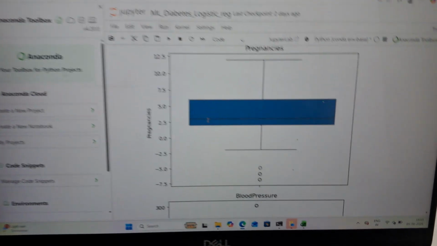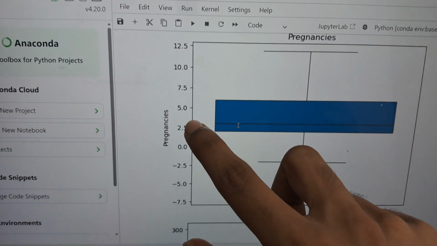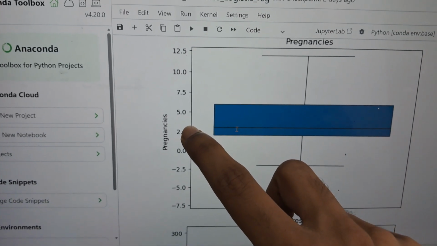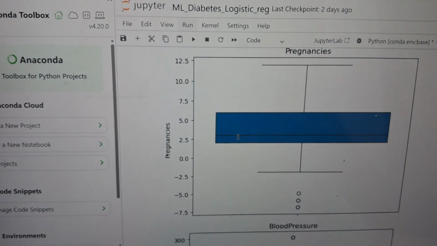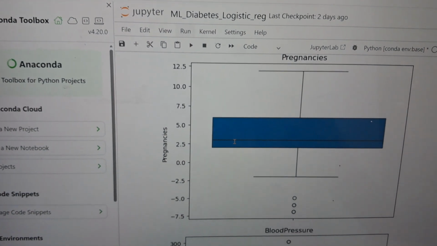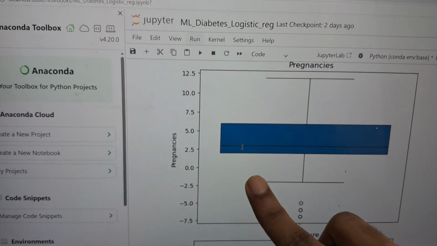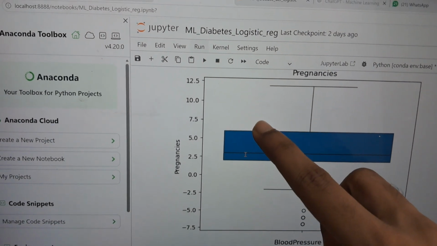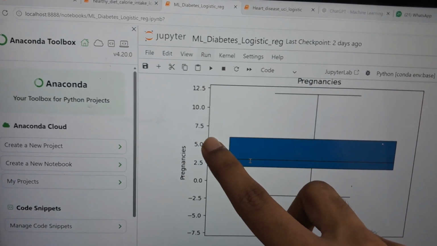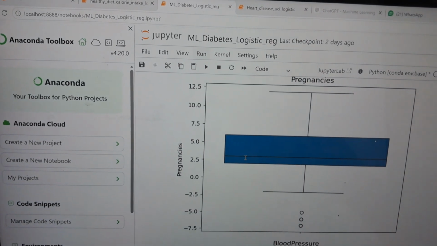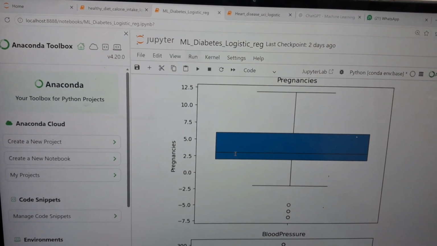So this middle line is 50% of the data. So 50% is 2.7 or 3 maybe. So 3 pregnancies. So 50% of the ladies were pregnant 3 times. Below this is 25%. Above this is 75%. 75% is 6 maybe. So 75% of the ladies got pregnant 6 times or fewer.